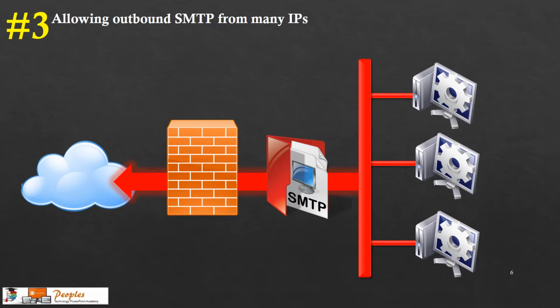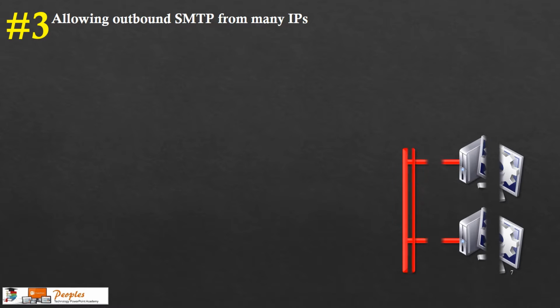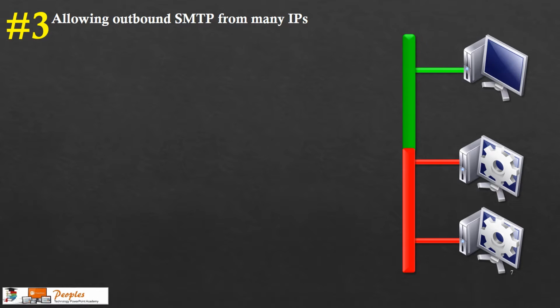So, as an example of the bad way to configure this, let's take a look at our third problem again: outgoing SMTP traffic from multiple IPs on our network. Here we have our two zombie computers, and in this example we're going to introduce a clean computer that hasn't been turned into a zombie.